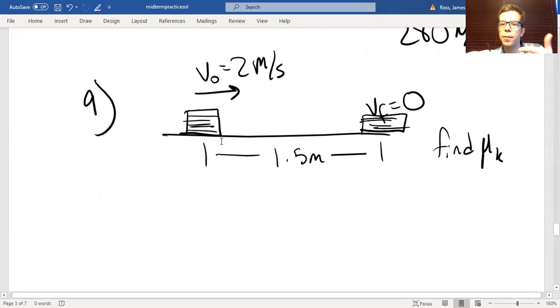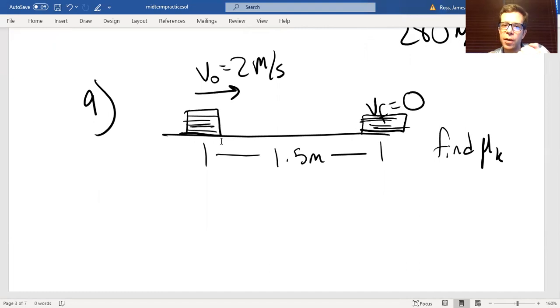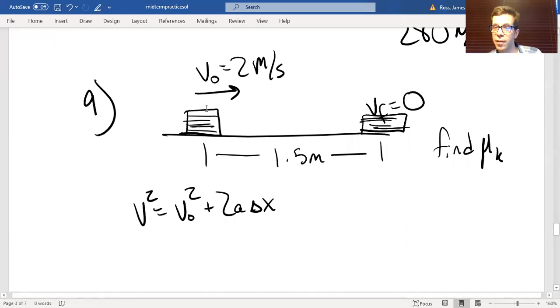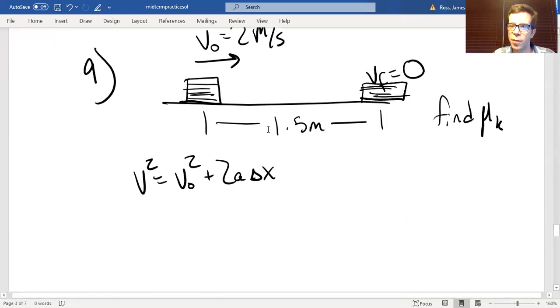All right, so if we're looking for the coefficient of friction, that means that we want the frictional force. And to do that, we're going to need the acceleration. So we need to do the kinematics first. So v squared equals v naught squared plus 2a delta x. When you're given both the initial and final velocities, this tends to be the equation you go to. I realize this sheet, that's the only kinematics I've done on it. I should have mixed up some kinematics, maybe done a projectile problem.